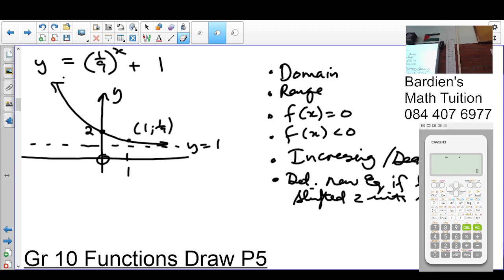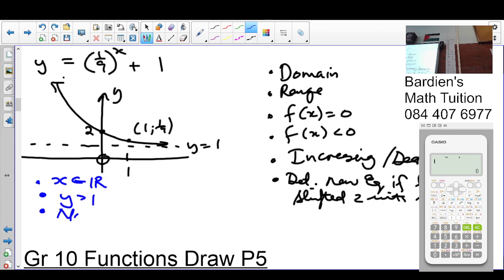Right, so let's look at the first question. The first one is the domain. What do we do for domain? All possible x values, negative infinity to positive infinity. So x is an element of the real numbers. Range, y values. So y must be greater than 1. With f of x equal to 0, no solution. With f of x less than 0, no way. So no solution.